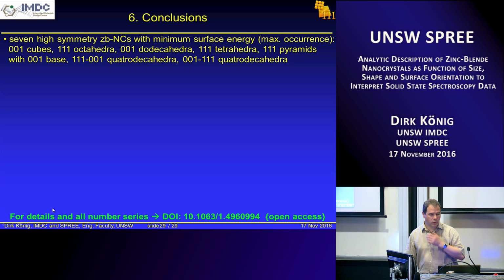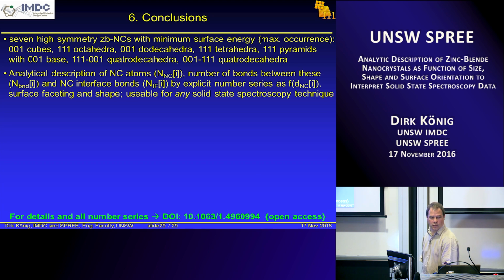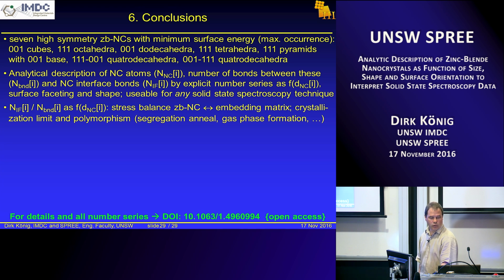Okay, I'd like to wrap up now. I've shown 7 different high symmetry Zinc-Blende or diamond lattice nanocrystals, and gave an analytical description for the number of atoms forming that nanocrystal, the bonds between these nanocrystal atoms, as well as the interface bonds to the exterior. And with these, we can come up with several ratios to describe the nature of the nanocrystal. So for instance, for the stress balance between the Zinc-Blende nanocrystal and the embedding matrix, like crystallization limit and the onset of polymorphism, you can use the number of interface bonds per nanocrystal bond.